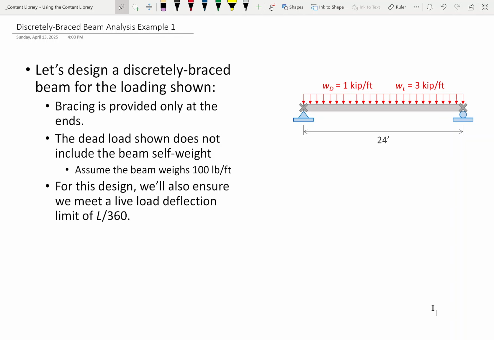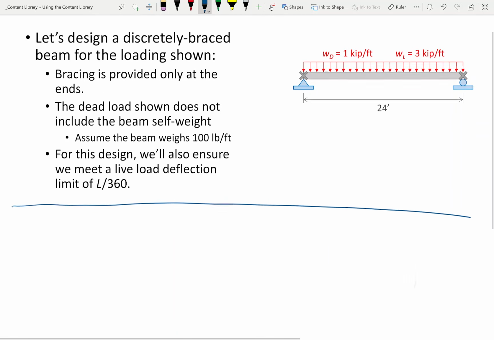We're also going to ensure that this design is limited to a live load deflection of L over 360, which is a very typical and standard limit for most routine design. So I would say this problem is about as real world as it gets. This could be a beam in this building. It really could be. So, let's get down to it.